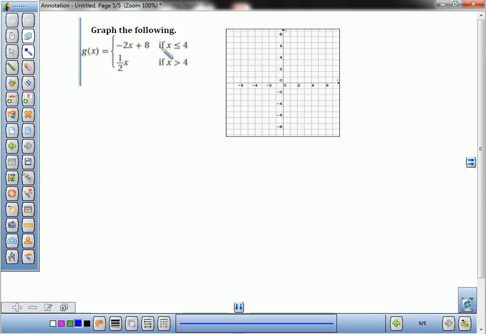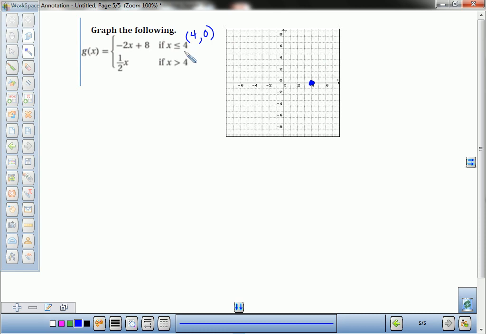Okay, so we have to find our start point. The start point for this one would be 4, 0. Plug in 4, get out 0. 4, 0, closed. What is the top function? A line. Which way does this line get to go, right or left? Left. The x values that are less than 4.